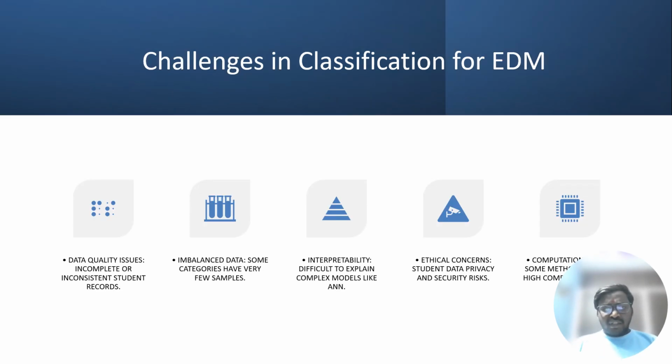Challenges in classification for educational data mining. Data quality issues: incomplete or inconsistent student records. Imbalanced data: some categories have very few samples. Interpretability: difficult to explain complex models like ANN. Ethical concerns: student data privacy and security risks. Computational cost: some methods are very high to compute.